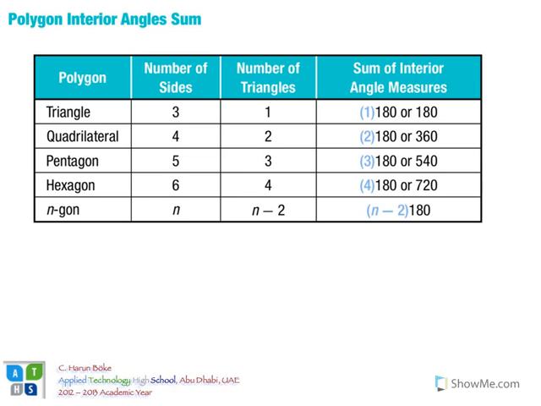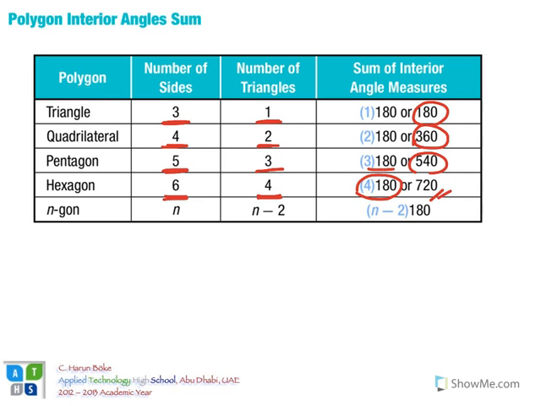Now here, if we have only one triangle, there are 3 sides in a triangle and of course one triangle in a triangle, so it is 180 degrees, the sum of interior angles. In a quadrilateral we have 4 sides, so we have 2 triangles inside the quadrilateral, so it is 2 times 180, which is 360 degrees. For a pentagon we have 5 sides, so there are 3 triangles, so it's 3 times 180 or 540. And for a hexagon we have 6 sides, so there are 4 triangles, so it's 4 times 180, which is 720.